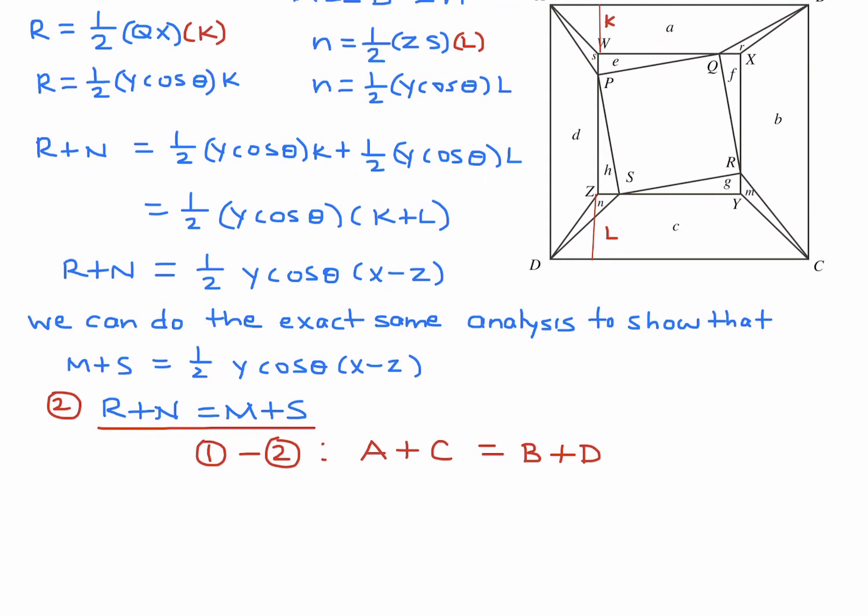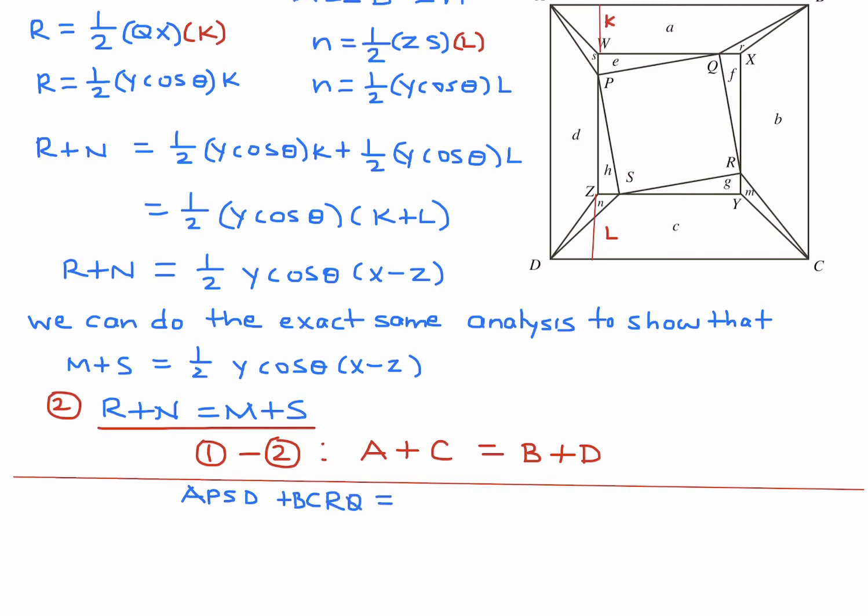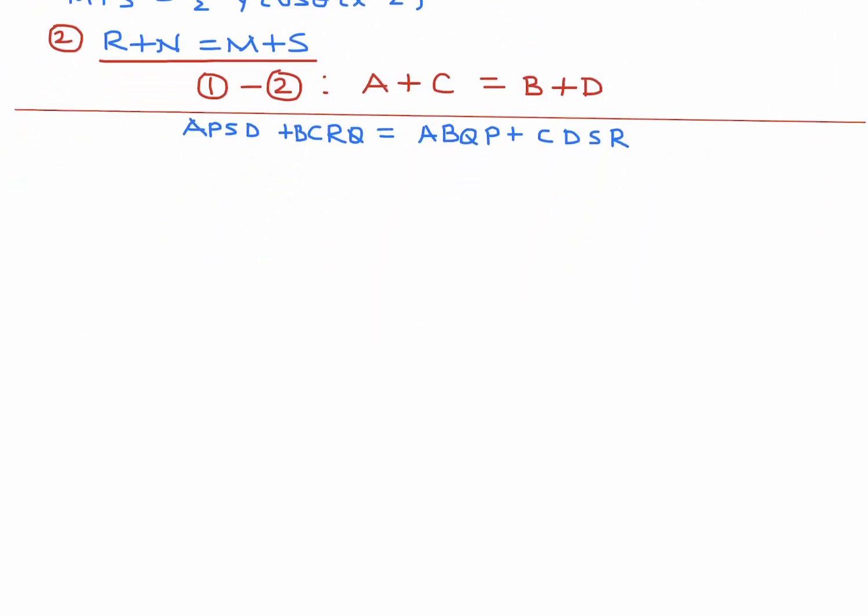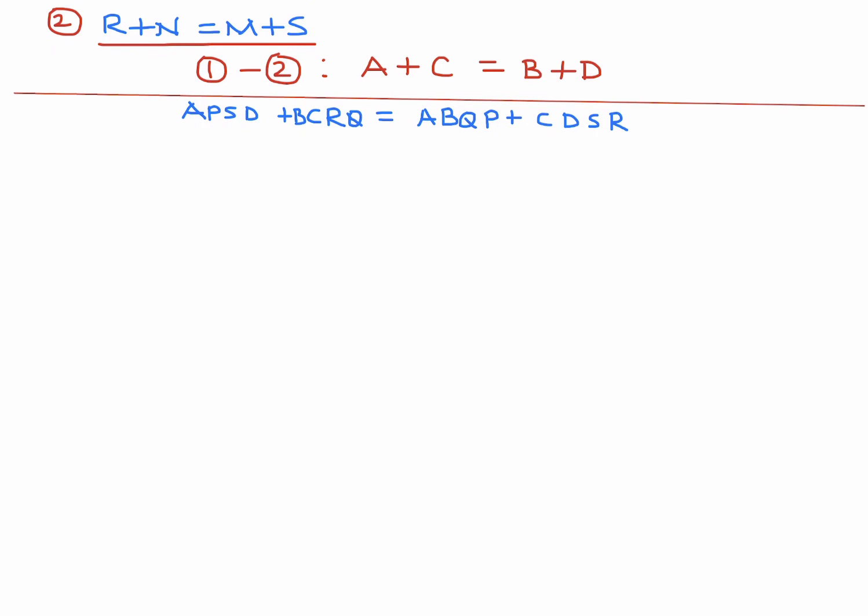So now we are in the final stage here. We want to prove in the end that ABSD plus BCRQ is equal to ABQP plus CDSR. Okay. Well, let's see what we get here. Let's talk about the left side, and then let's talk about the right side.